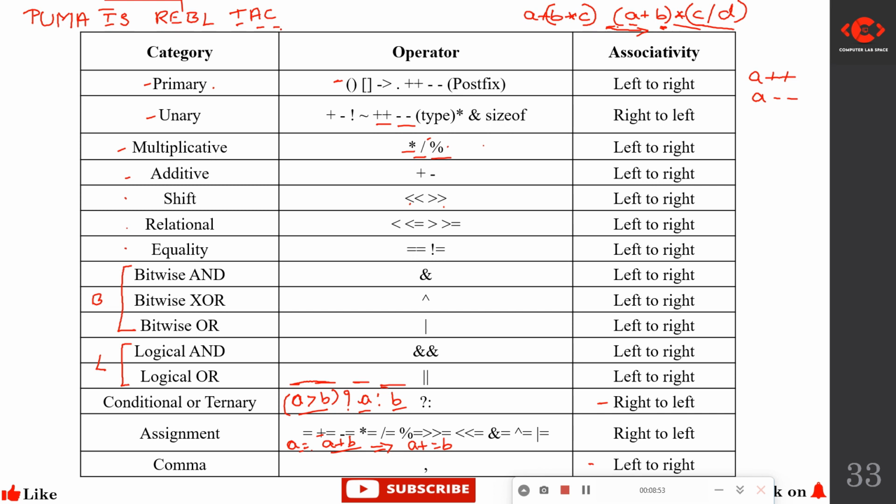And in this, everything is left to right associativity except UTA. UTA means unary, then ternary, then assignment. If you look here, only these three have the associativity right to left. Is it clear? I hope it's clear. So we will solve the problems now. Is it fine? We'll start with the problems.